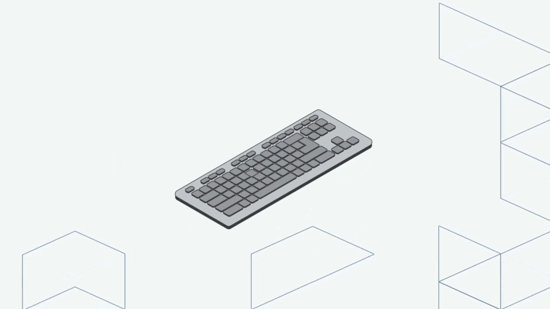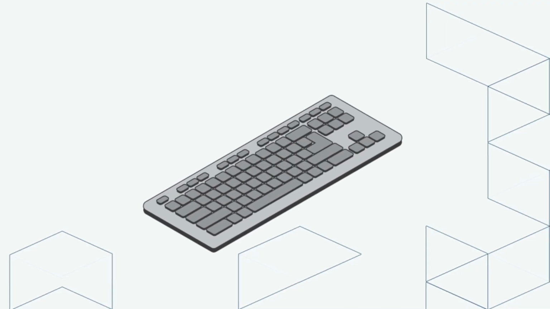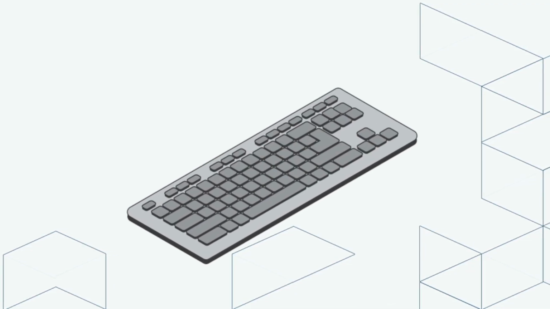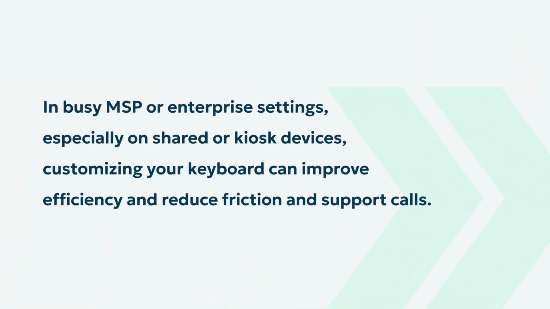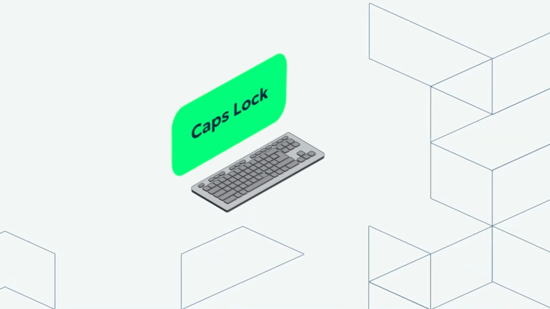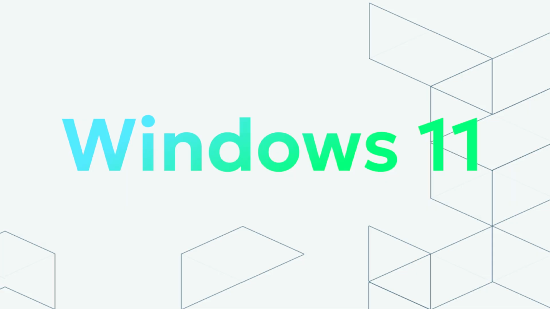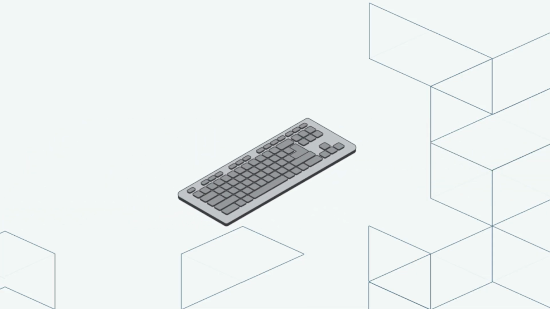Unintentionally typing in all caps can interrupt workflows, make users appear unprofessional, and generate avoidable support tickets. In busy MSP or enterprise settings, especially on shared or kiosk devices, customizing your keyboard can improve efficiency and reduce friction and support calls. Learning how to turn off caps lock by using the caps lock or the shift key in Windows 11 can help standardize keyboard behavior and boost end-user productivity.